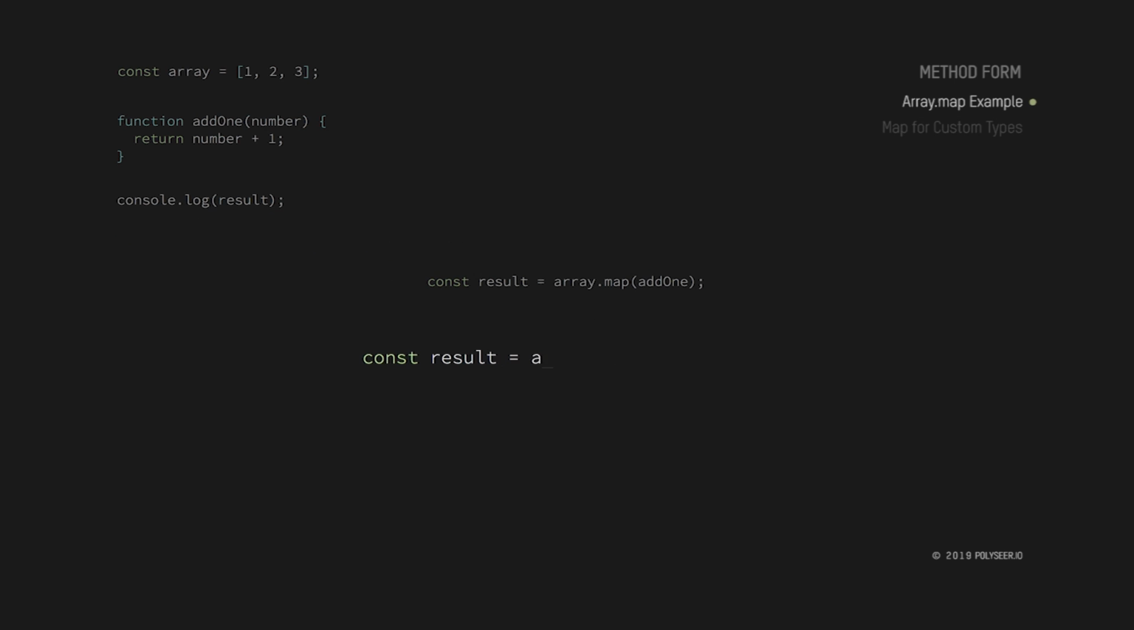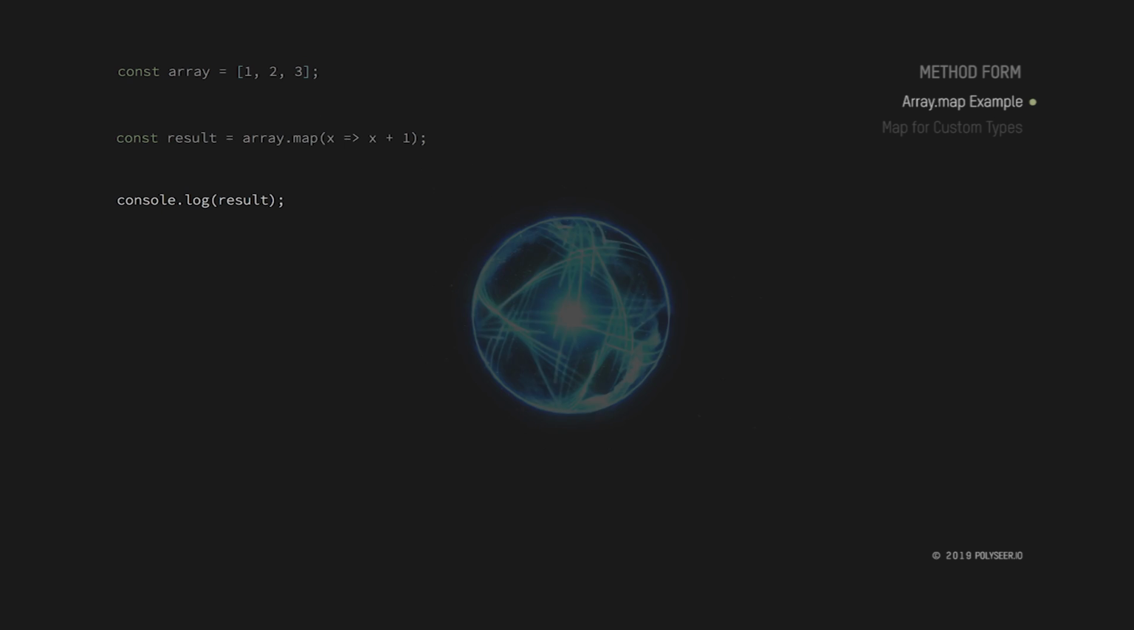You can actually pass map anonymous functions. So in this example, we just simply replace it with an inline anonymous function of x plus 1, and we'd get the same result. So what's kind of happening here?